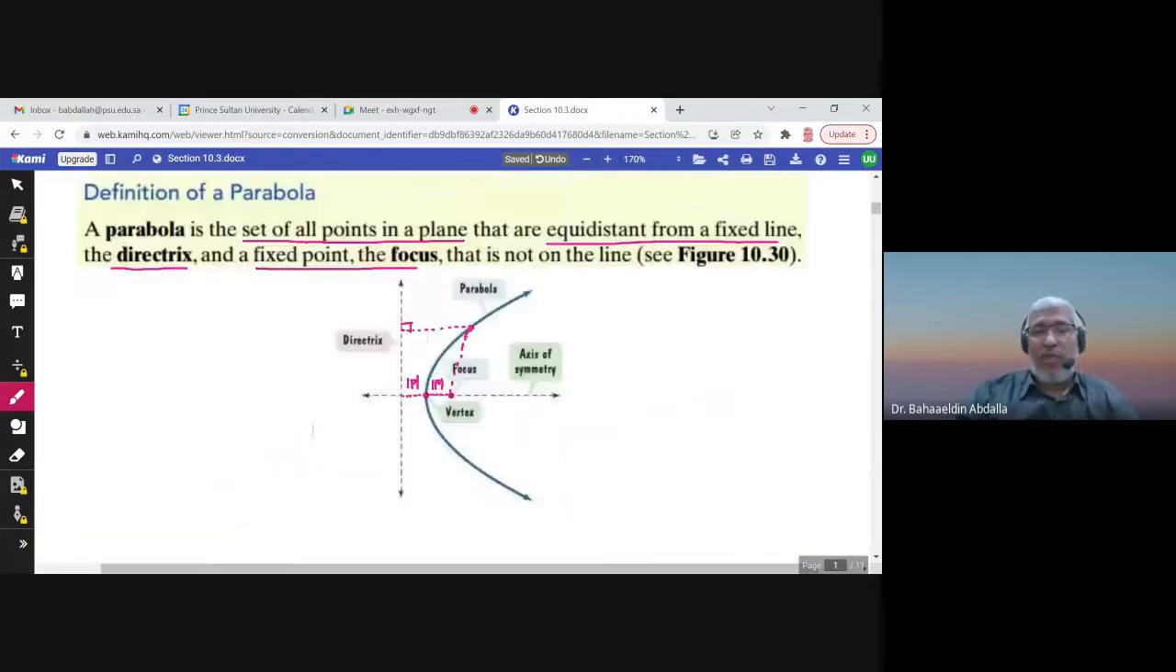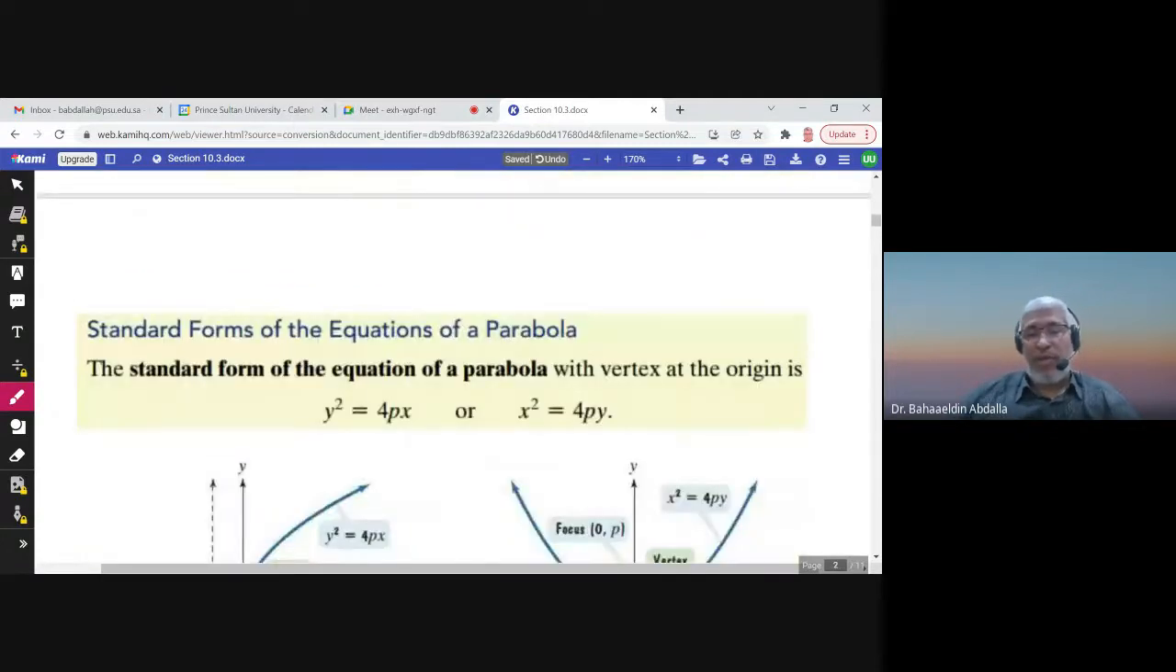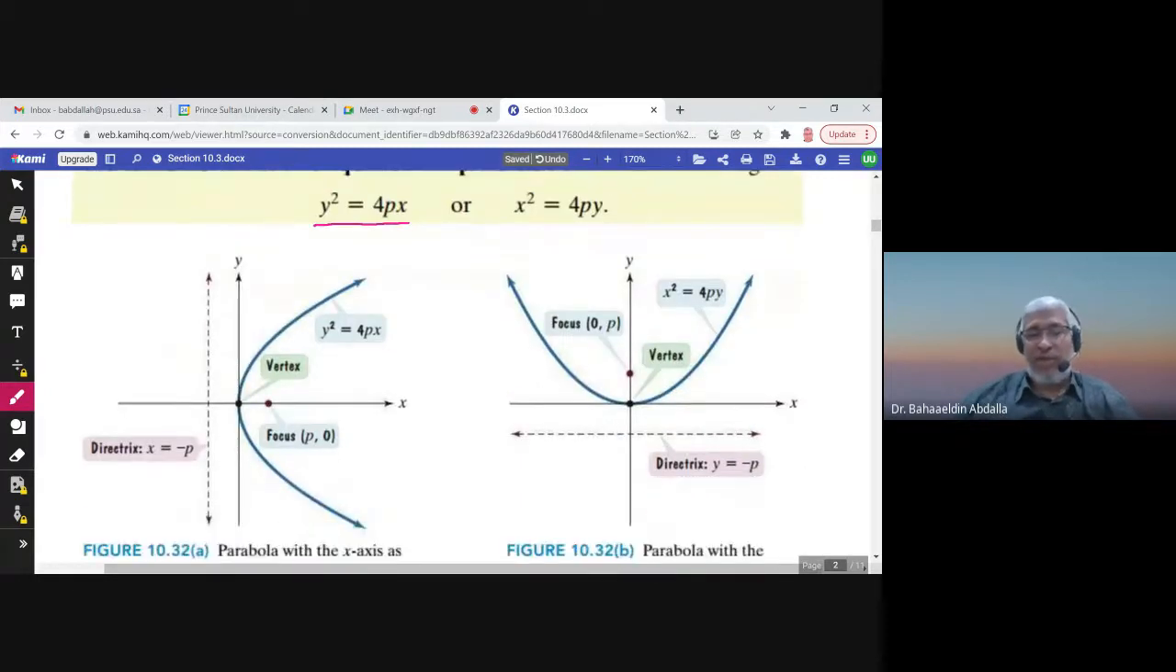So when we use this definition, we will find that the equation of the parabola is y squared equals 4px if the parabola opens to the right and to the left. If it's a horizontal parabola, we have y squared. If we have y squared, then if we replace y by negative y, the graph does not change, and the equation does not change. So this means that the graph is symmetric about the x-axis. So the graph opens to the right or to the left.